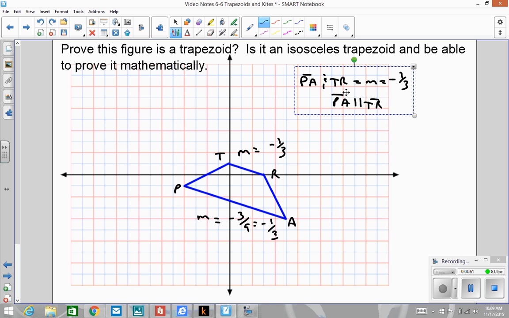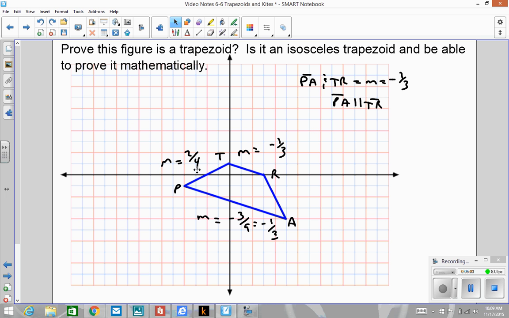We can see that TP and RA are not parallel, but let's go ahead and do their slopes anyway. The slope of TP is 2 up, 4 to the right. The slope of RA is negative 4 over 2. So this is 1/2, and this is negative 2 over 1. So we can see that TP is not parallel to RA. And so since you have only one pair of parallel sides, it's a trapezoid. Let's check and see if it's an isosceles trapezoid.